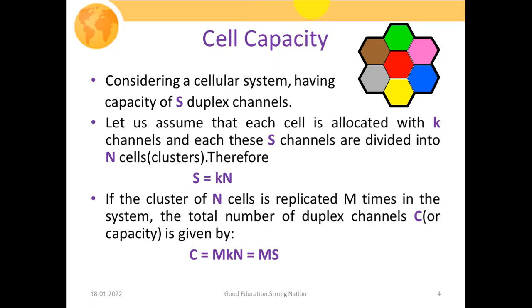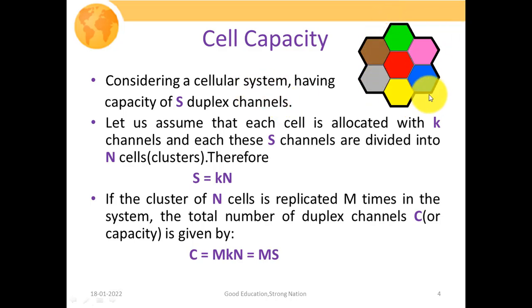So let us try to evaluate some analytical result for this cellular capacity. Here we are considering a cellular system which is going to have a capital S number of full duplex channels. By full duplex, we mean that we will have bidirectional connectivity and we are in a state to transmit as well as receive our information signal simultaneously.